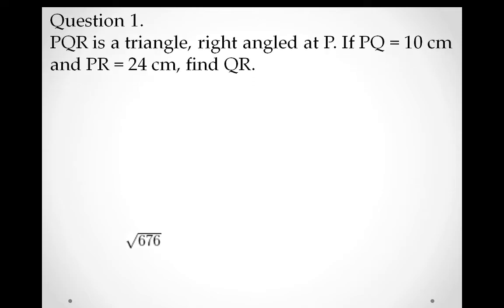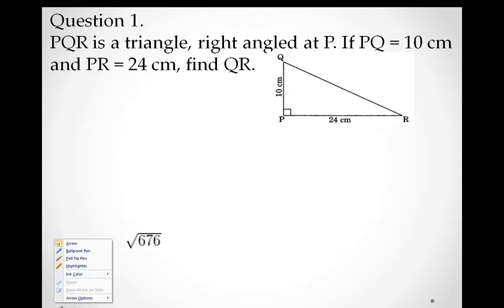Question number 1: PQR is a triangle right angled at P. If PQ is equal to 10 centimeter and PR is equal to 24 centimeter, find QR. So this is the triangle, and in this triangle you can see that PR is 24 centimeter, PQ is 10 centimeter and it is right angled at P.